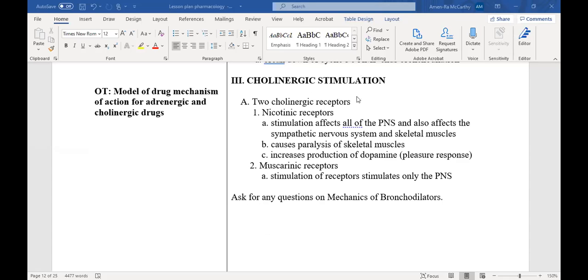Any questions on both stimulations? Any questions on the sympathetic nervous system receptors or the cholinergic stimulation? Any questions on that? No. Okay.